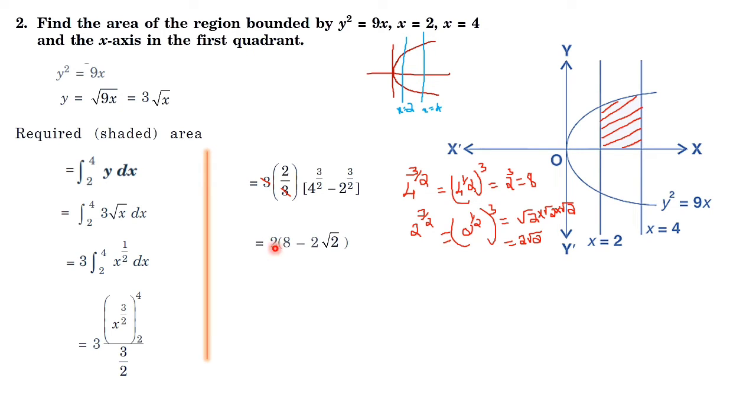So when we substitute, the 2 outside is there. 4 power 3 by 2 is 8, minus what we calculated, 2 root 2. When we multiply inside, 2 into 8 is 16, minus 2 into 2 root 2 is 4 root 2 square units. So this is the required area.